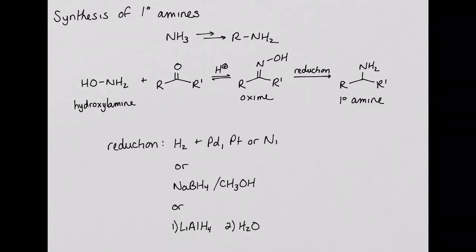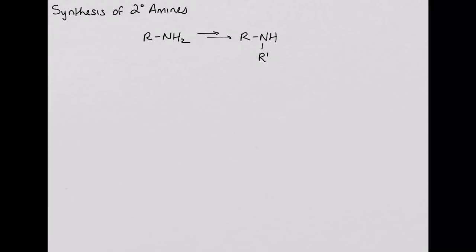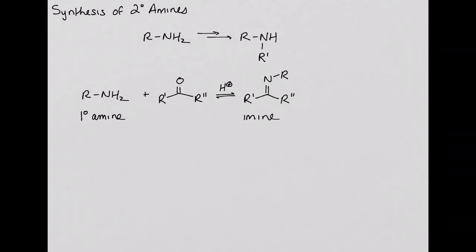Next, we'll consider the synthesis of secondary amines. This process converts the primary amine into a secondary amine by adding an R group. In this synthesis, the primary amine is treated with a ketone or aldehyde under acidic conditions to produce the imine. The imine is reduced to produce the secondary amine.